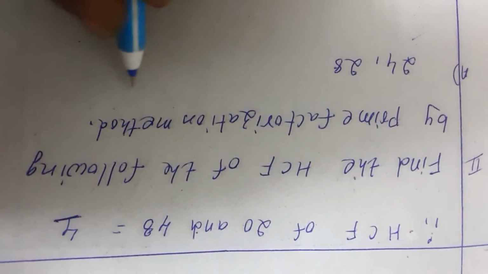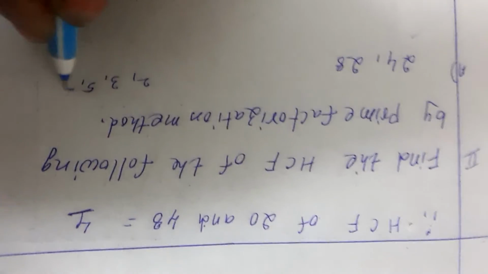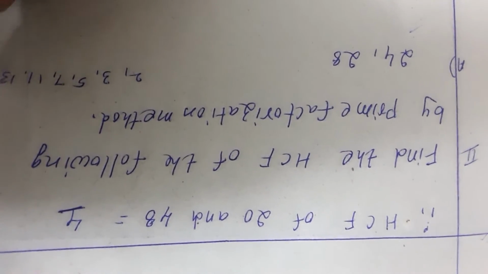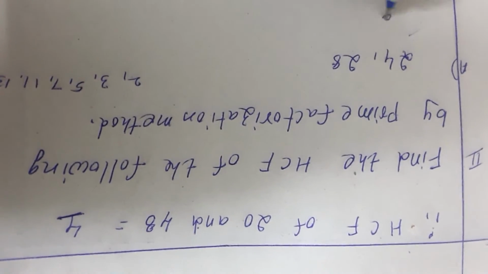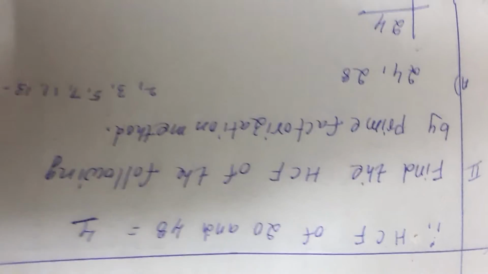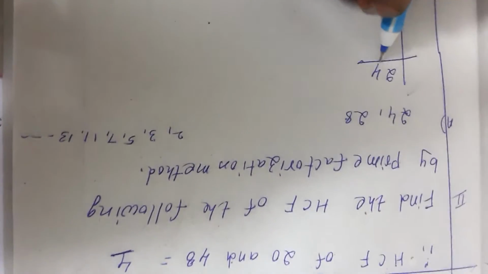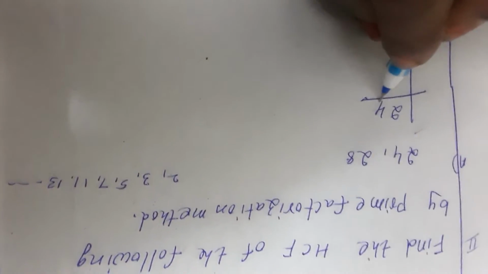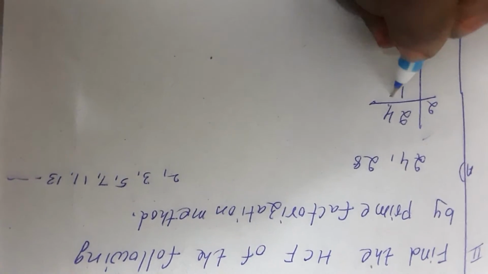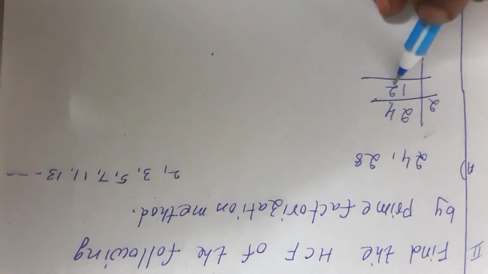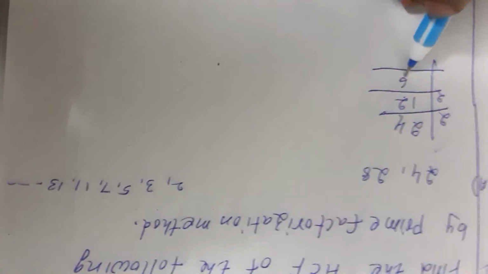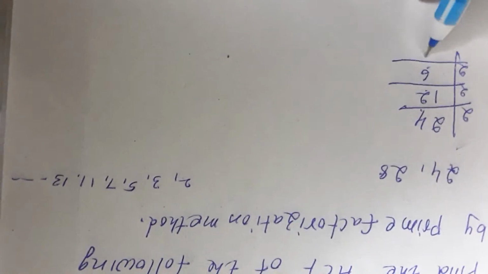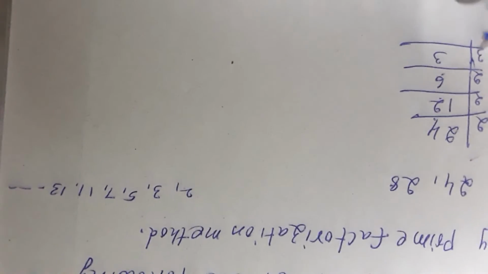Do you know, children, prime numbers? Prime numbers are 2, 3, 5, 7, 11 and 13, and so on. These are the prime numbers. You have to take prime numbers as factors. So first we are taking 24. 24 is divisible by 2 because the 1's place is 4. 2 12s are 24. 12 is divisible by 2. 2 6s are 12. 6 is divisible by 2. 2 3s are 6. 3 1s are 3.